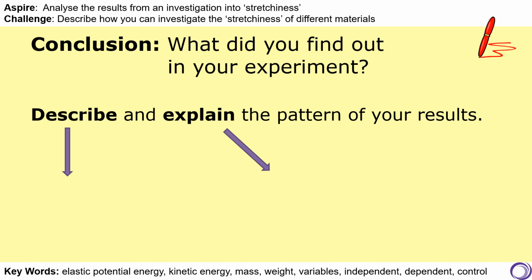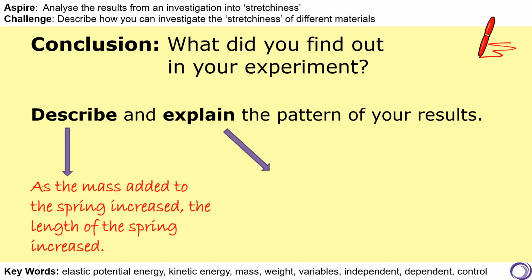All right, how did you get on? Let's grab a different colored pen and I'm going to show you one example of what you could have written, and I'd like you to compare what you actually wrote to what I say. So to describe the pattern of my results, I could say that as the mass added to the spring increased, the length of the spring increased. Okay, so as I added more mass to the spring, the length of the spring increased. All right, you might have said that the spring got longer. That's fine to use as well.